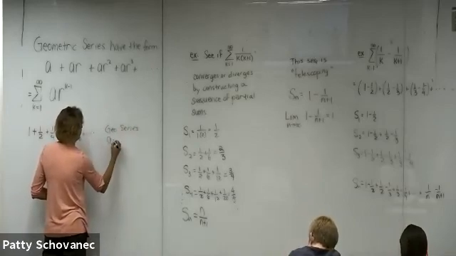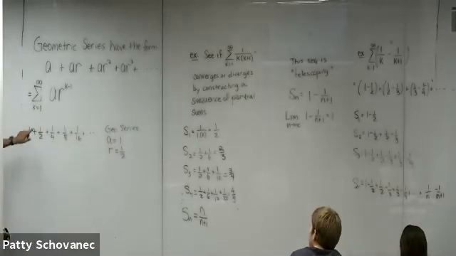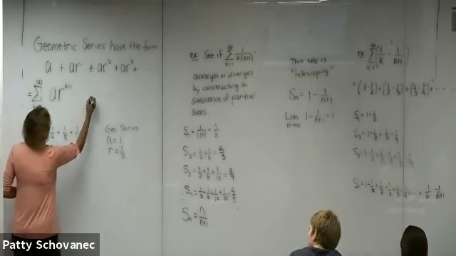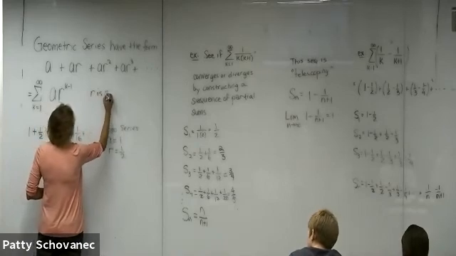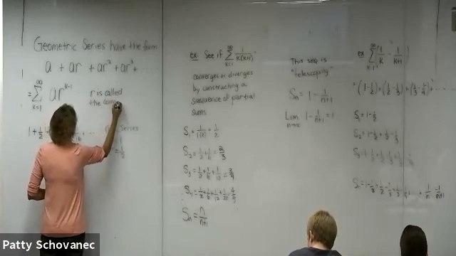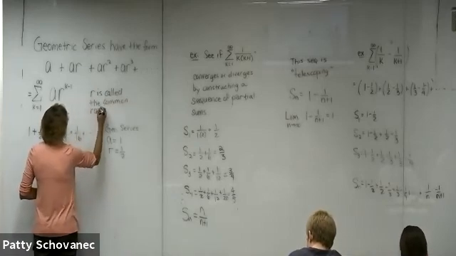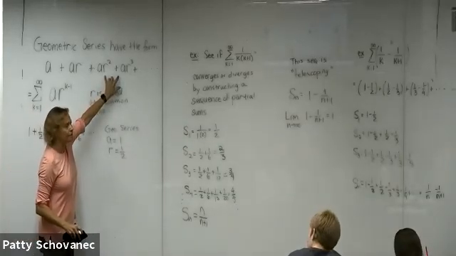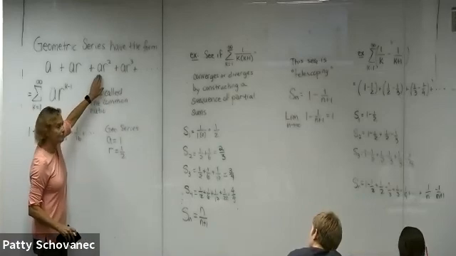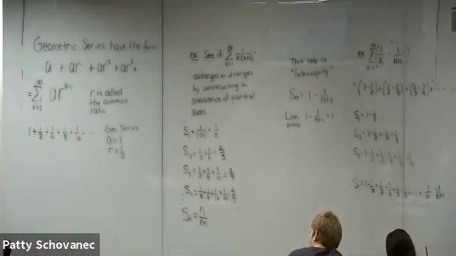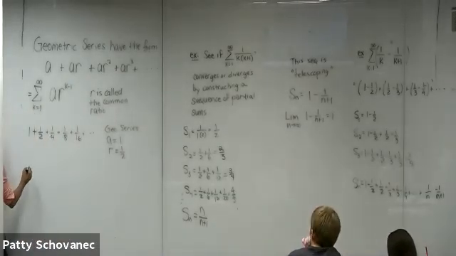with my first term is 1 and my multiplier is a half. I use an R for the multiplier. It's called the common ratio. It's called a common ratio because if I take any two adjacent terms and divide the one on the right by the one on the left, it gives me that multiplier R. So here's another geometric series.